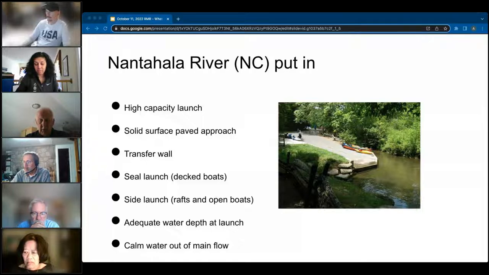And note also, the water is deep enough so that you don't piton when you seal launch. And there's calm water. So there's a lot to like about this, and it works. It's worked for decades, probably half a century or more, since the 70s.